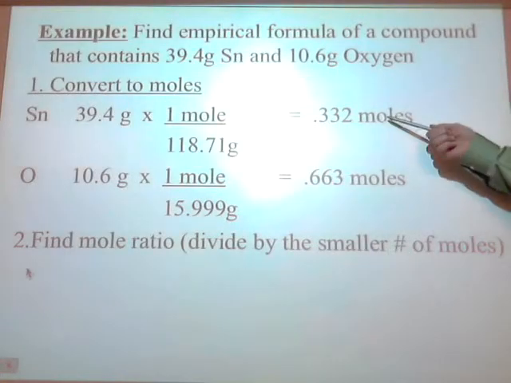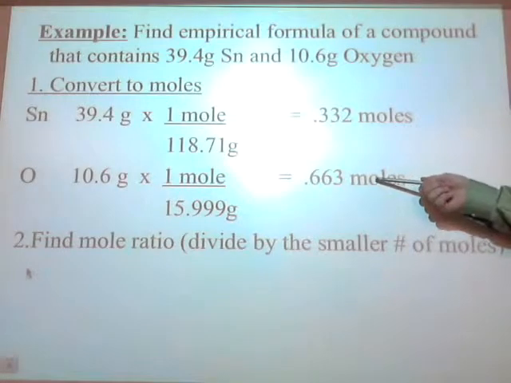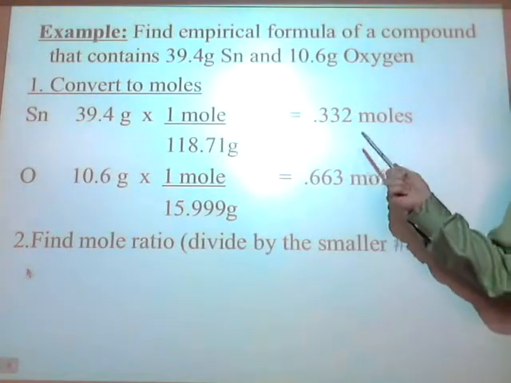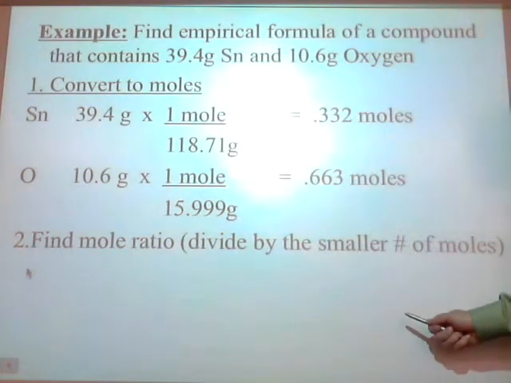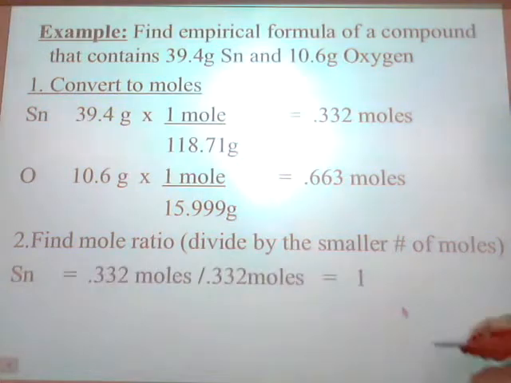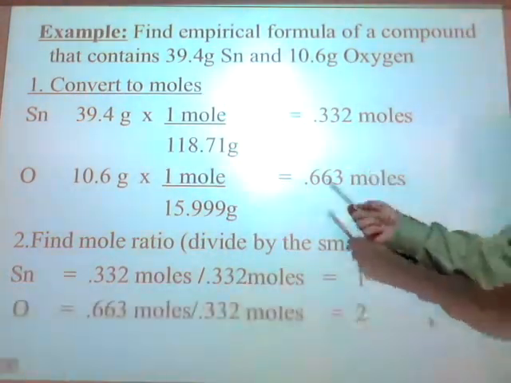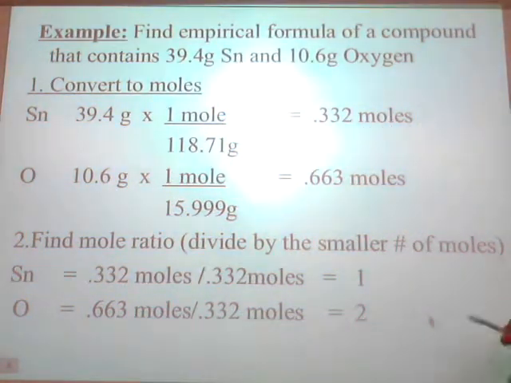Y'all agree it's 0.332? Right? Is smaller than 0.663? Okay. We're going to divide each of these guys by the smaller of the 2 numbers. And we're going to find the ratio. It's very simple. All right? Do it for the tin, and here's what you get. 0.332 divided by 0.332, you get 1. Do it for the oxygen, 0.663 divided by 0.332, you get 2. 1 to 2. Just what you wanted, just what you were expecting to find.